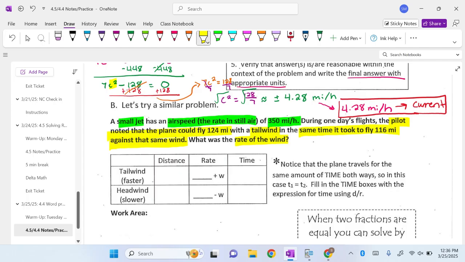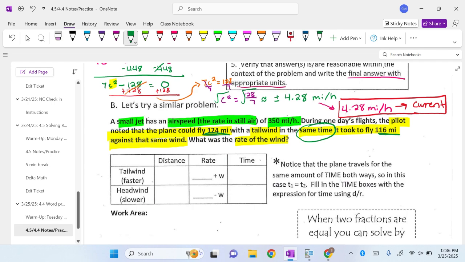Yep, because it just depends on the weather conditions that day. So now this problem's a little bit different than the other one because it doesn't give us a total time for the round trip. It just said it took us the same time to go these different distances.